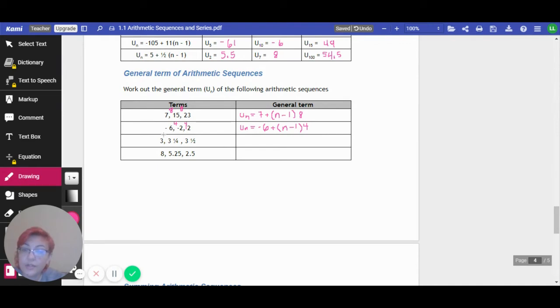All right. 3 to 3 1/4 is 1/4. 3 1/4 to 3 1/2 is a difference of 1/4. So a common difference of 1/4, that means that my general term is going to equal my first term, 3, plus n minus 1 times 1/4.